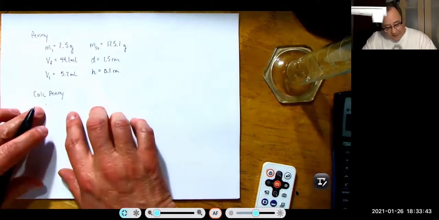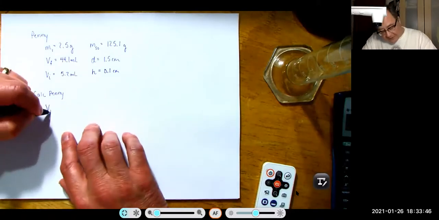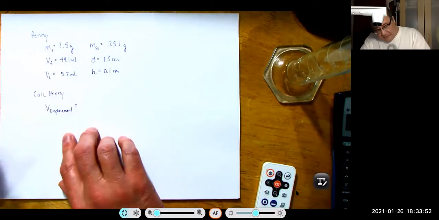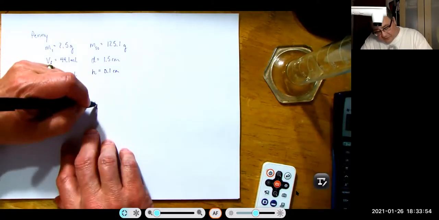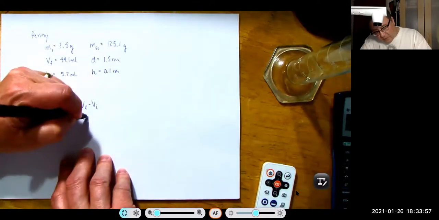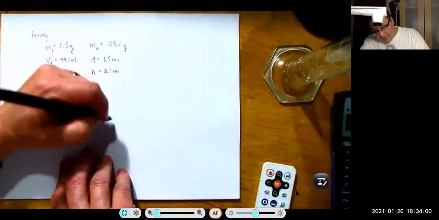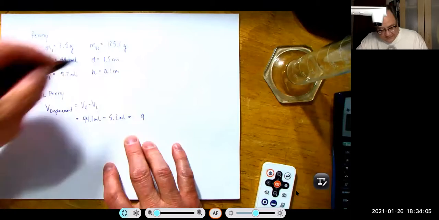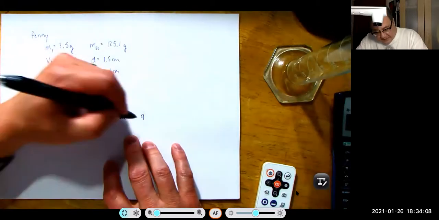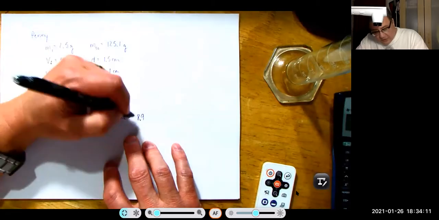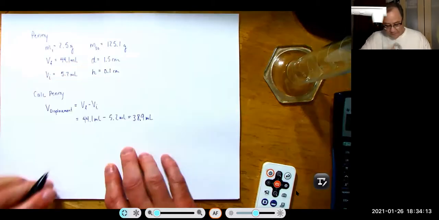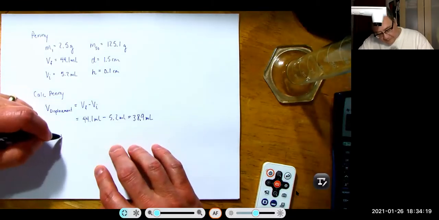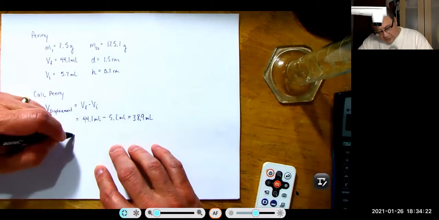So for the calculations for the penny, volume by displacement, we would have V final minus V initial, which in this case would be 44.1 milliliters minus 5.2 milliliters, which would end up being 38.9 milliliters. Volume by geometric shape, we would do the following.